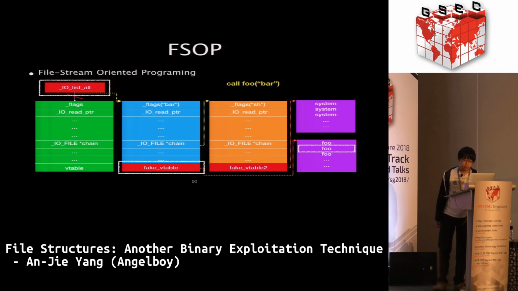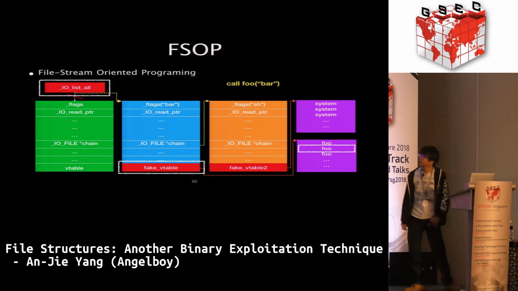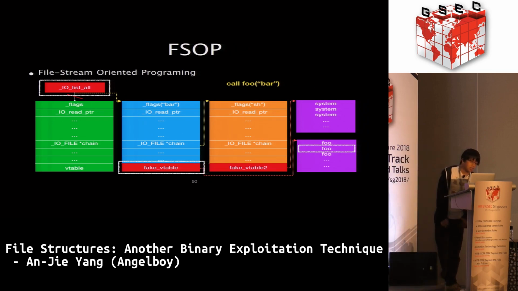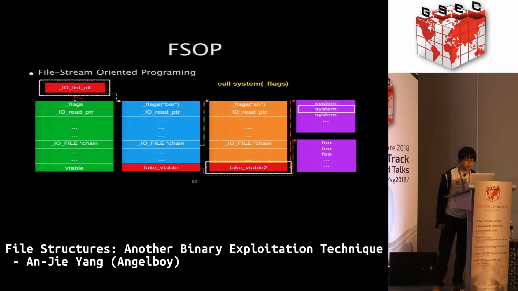In this case, if we put a string "bar" at the beginning of a file structure, it will call FO("bar"). It is the same as a virtual function call in C++. After calling FO("bar"), the control flow will move on to process the next file stream, and then call the next virtual function. Finally, it will call system("/bin/sh") in this case.